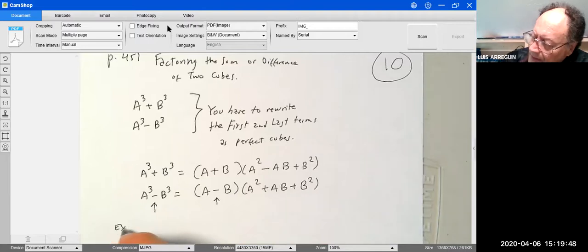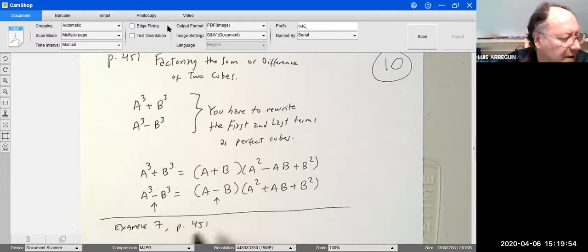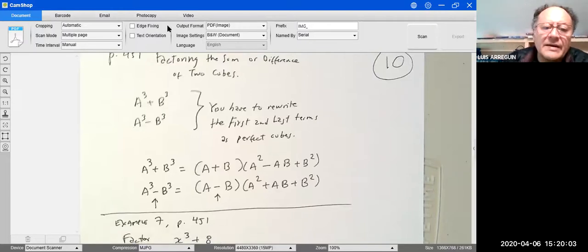So I have example 7 on page 451. So we're going to factor x cubed plus 8.